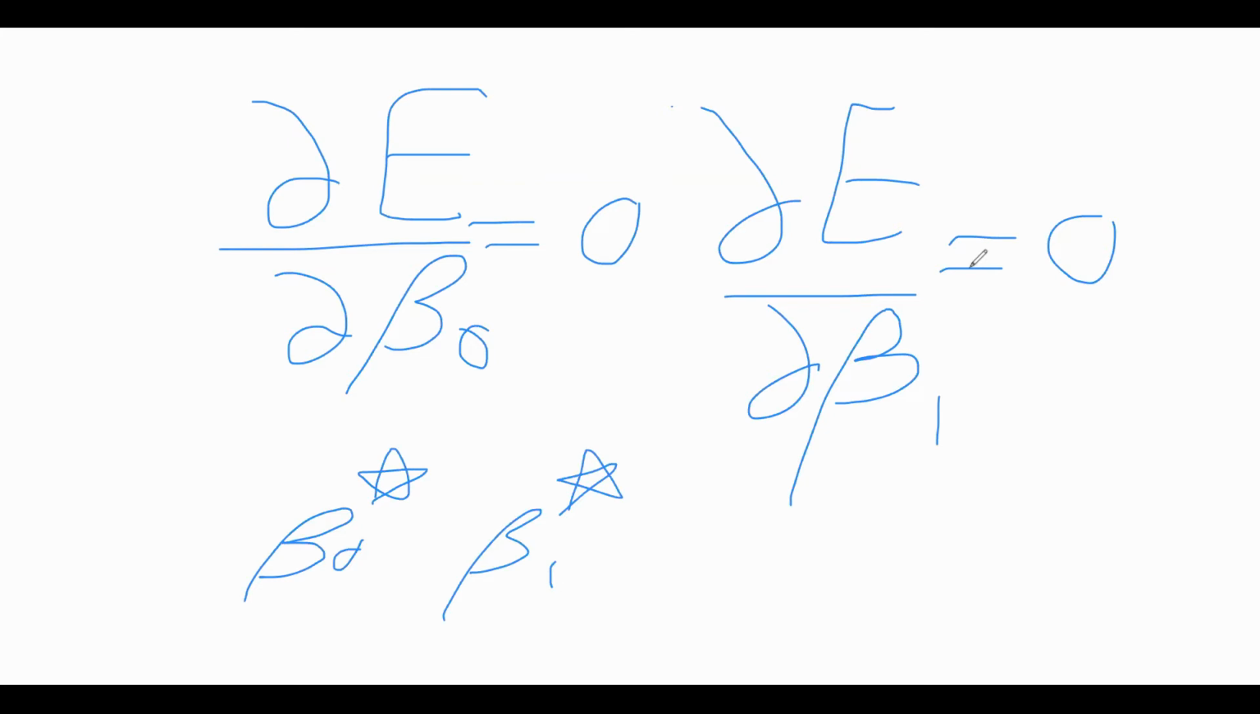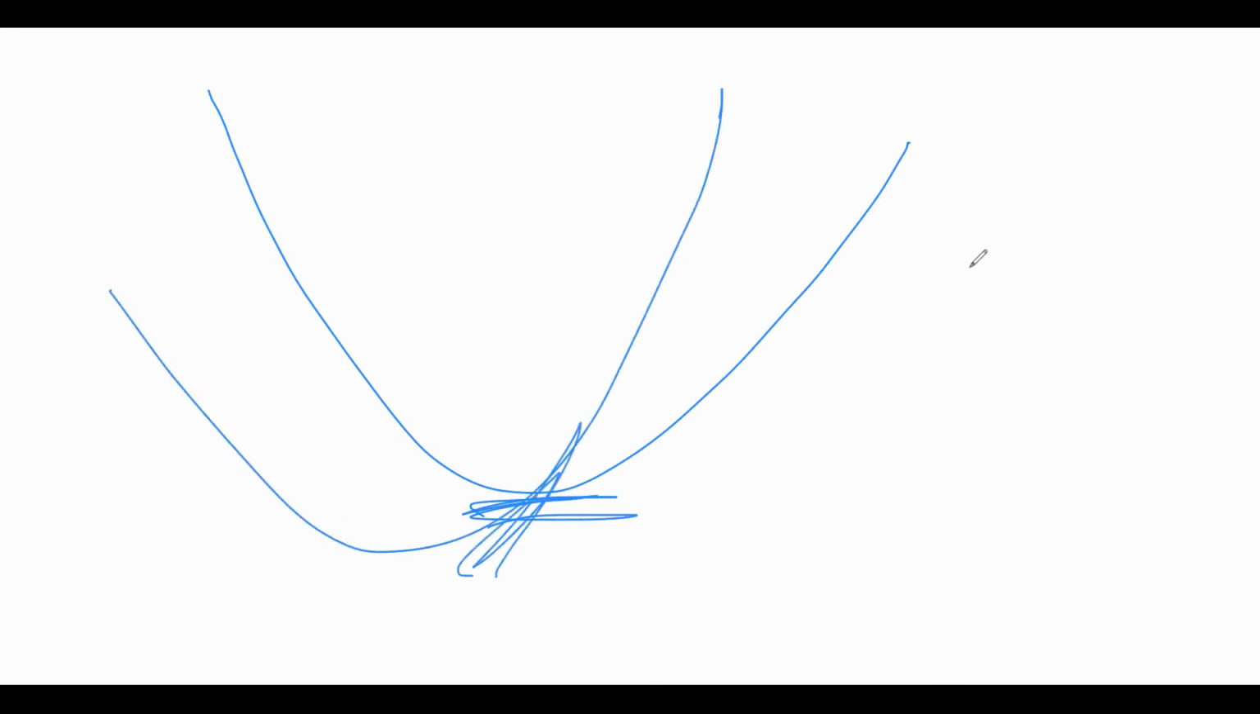Is this the best solution there is? It is guaranteed to be the best solution there is. And the reason is because the error function looks like this. So all you have to do is find where the slope is equal to 0 in both dimensions, both axes. And you're done.